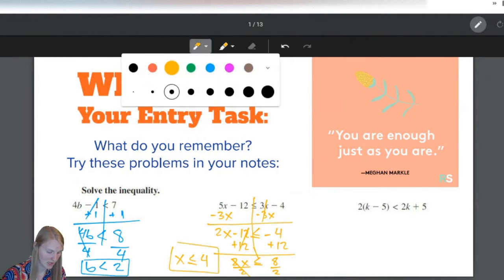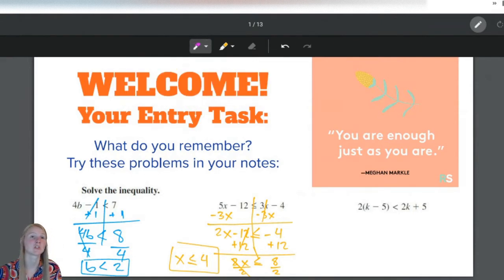Okay, and last problem. Parentheses first. Always parentheses first. So I have 2k... 2 times negative 5 is negative 10, less than 2k plus 5.